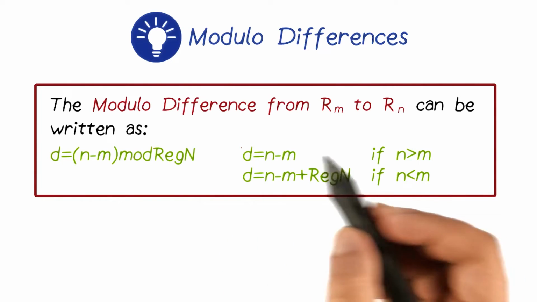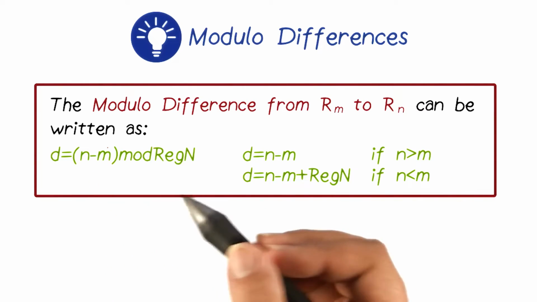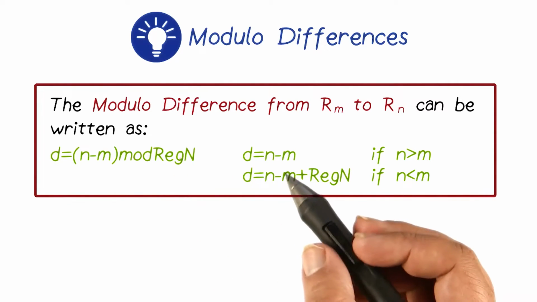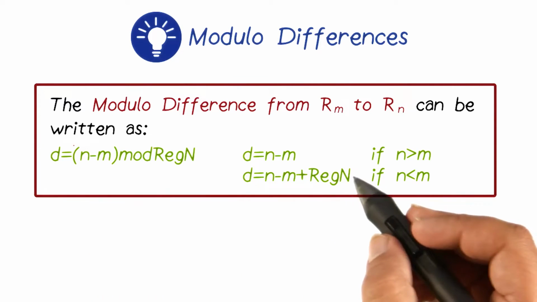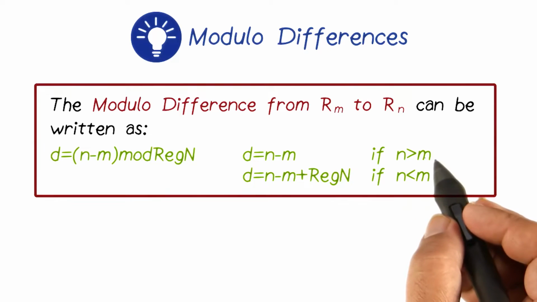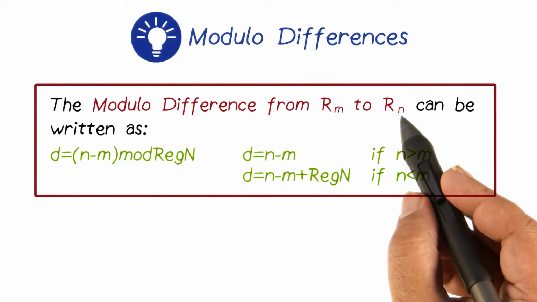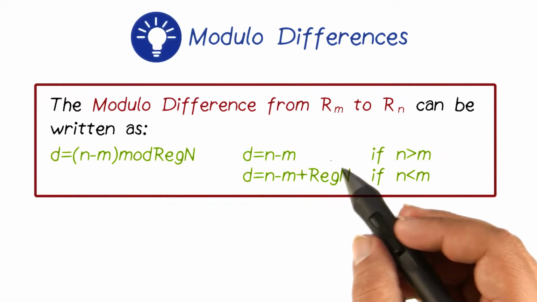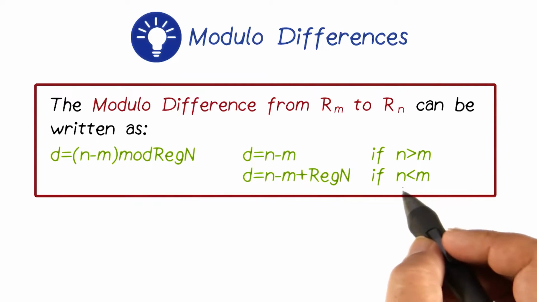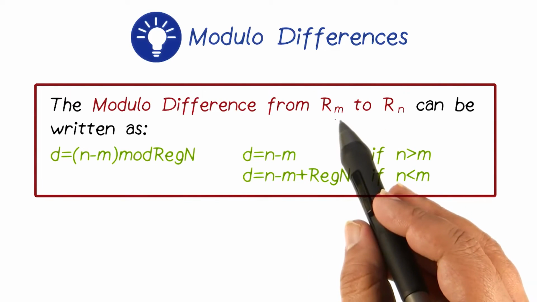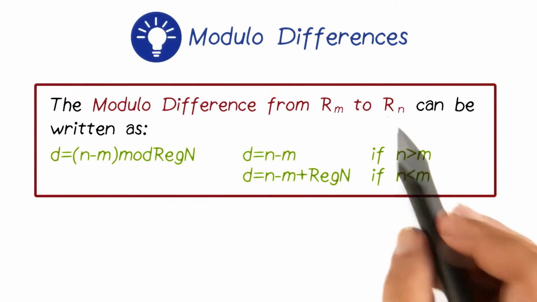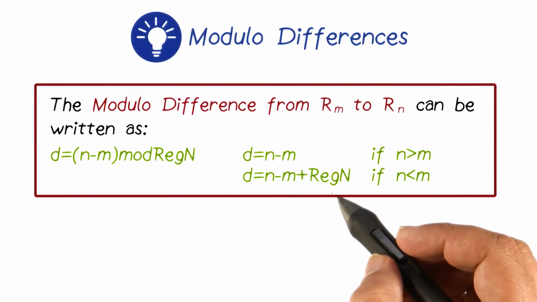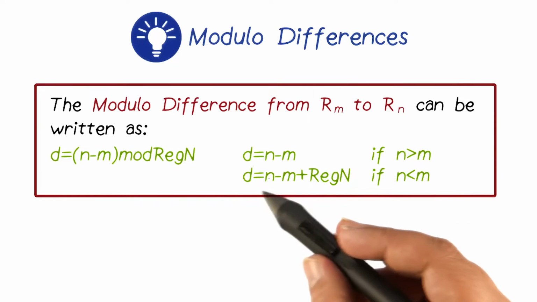The way to compute this would be to take a difference of n minus m and take a modulo with regard to the number of registers, RegN. This function d is calculated as n minus m if n is greater than m. That means this register number is higher than that. It's a straight difference. Otherwise, this difference is modified in this particular way. If n is less than m, that is, if you are going from a register access which is high to a low, that is m greater than n, then we do a difference again, n minus m, but we add the total number of registers to that to get the difference.